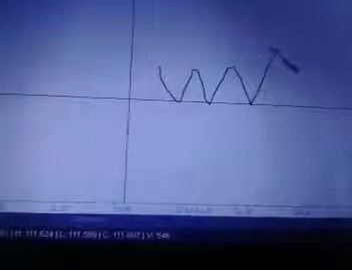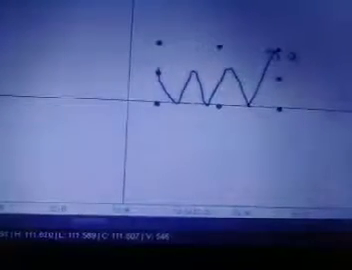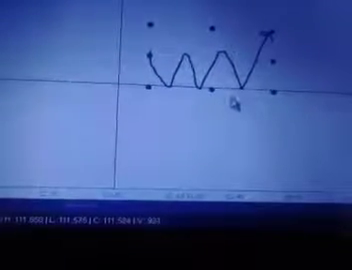So from here you may anticipate that the market may go up from this zone here. It may go up from that zone because this was a strong level of support.